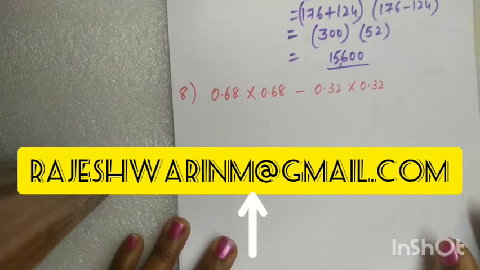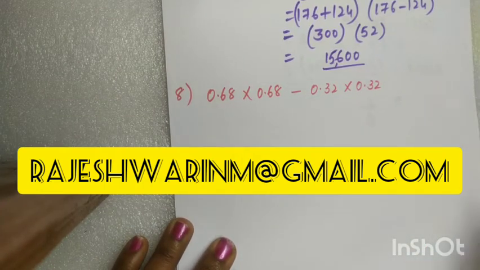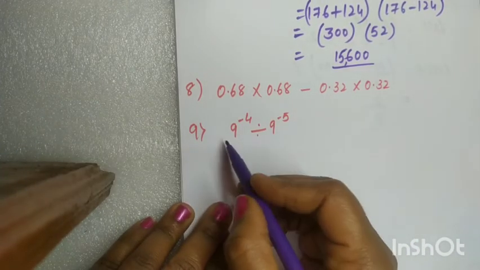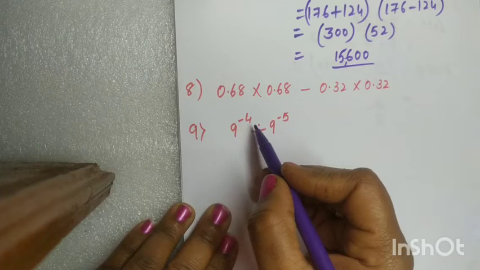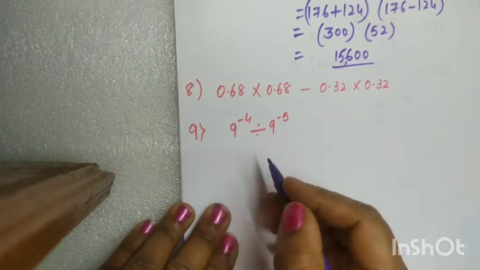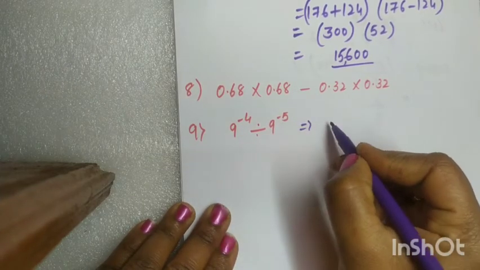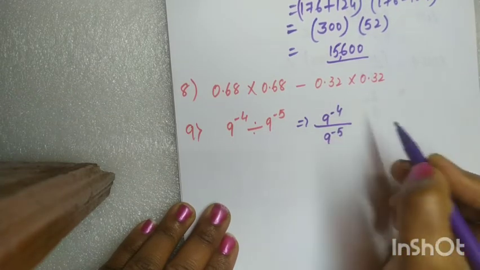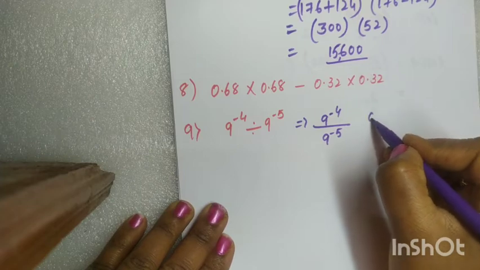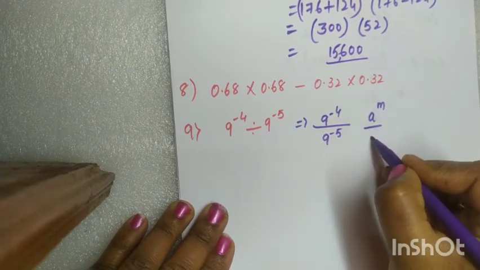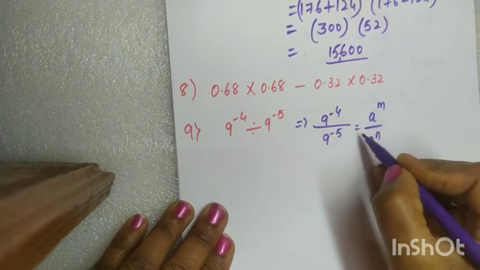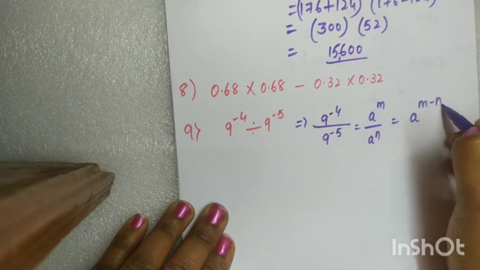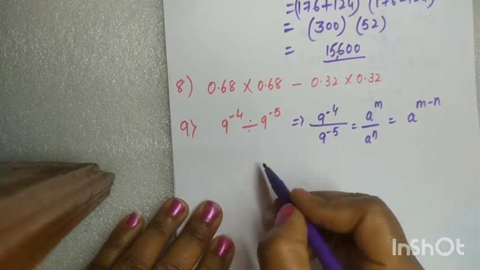Okay, fine. Now let us see the 9th problem, a problem on the exponential laws. Here, 9 to the power of minus 4 divided by 9 to the power of minus 5. So how do we write this? What is the formula? It is a to the power of m divided by a to the power of n. Here the base is a, and here it is 9. Which is equal to a to the power of m minus n. So this is the exponential law. Now use it.